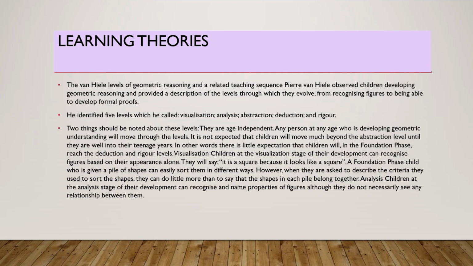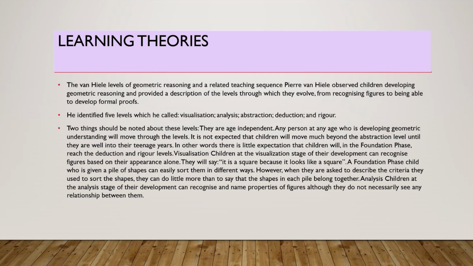Two things should be noted here. The levels are independent of age, meaning that any person at any age who is developing geometric understanding will move through the levels. It's not expected that children will move much beyond the abstraction level in the foundation phase. They are well into their teenage years before then. So there is little expectation that children in the foundation phase will reach deduction and rigor. If I see that in the paper that you're writing, it clearly means that you do not understand how the Van Hiele levels work.